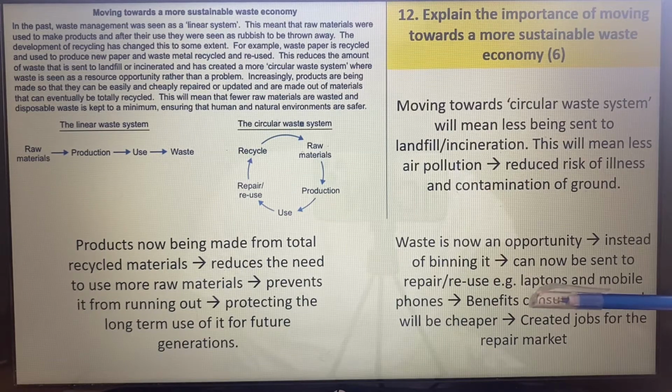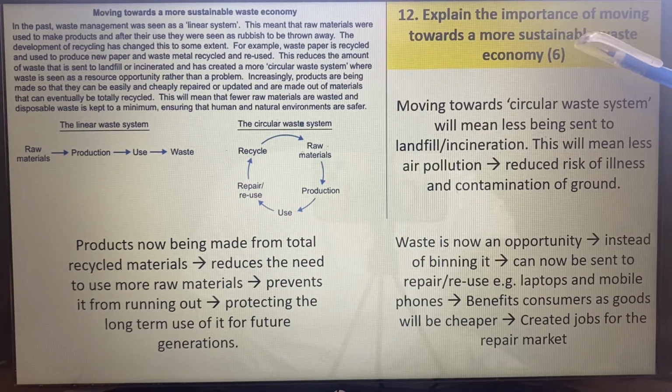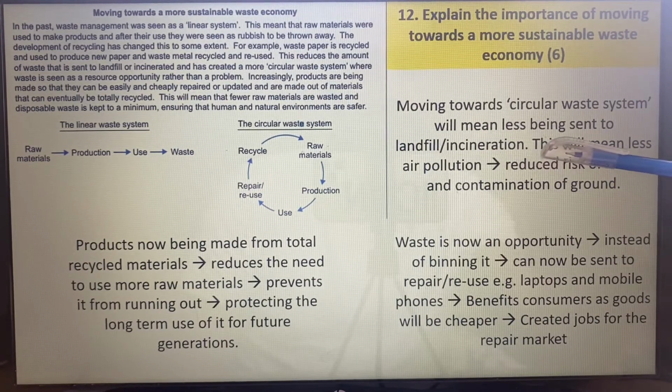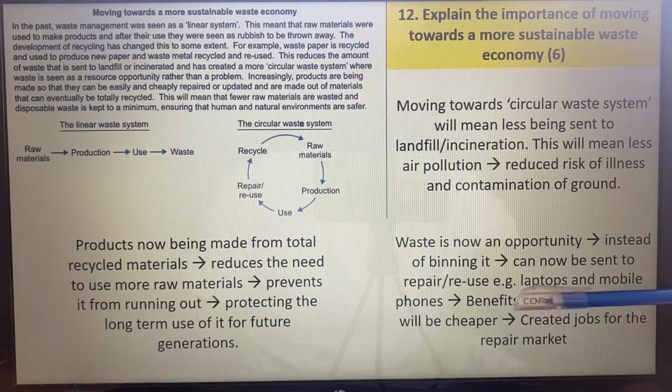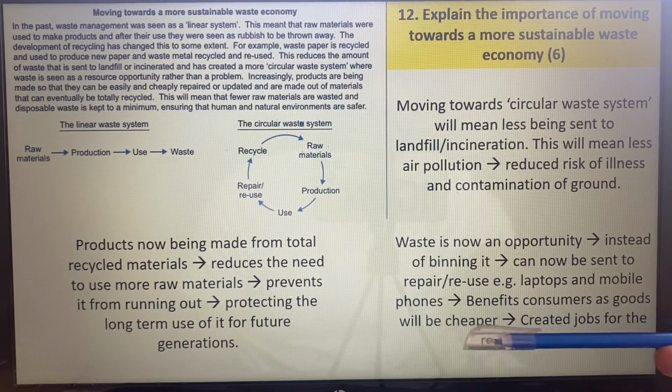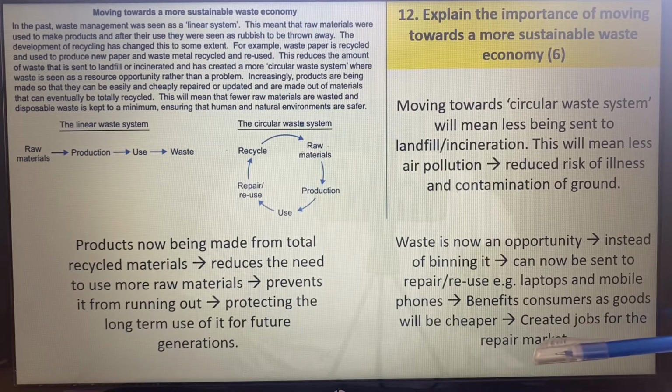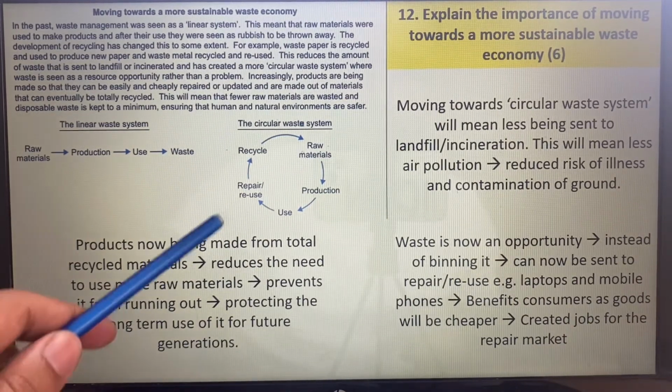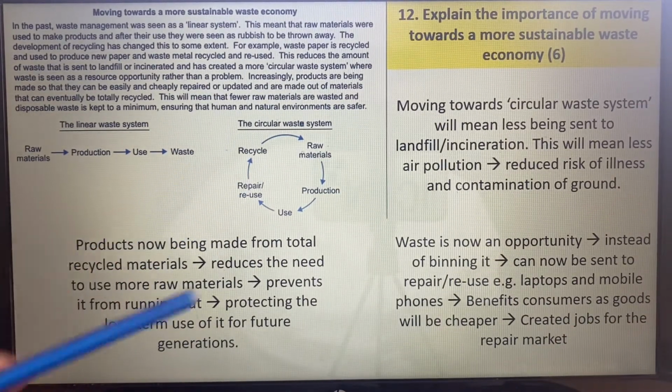£200-400 cheaper. Now, remember, sustainability is not just environmental, it's social and economic. Socially, it benefits consumers. If I was to buy some goods, you could easily argue that it benefits consumers as goods will be cheaper. But also think about how there's now a new market for people to repair items and goods. So it's created a lot of jobs in that repair and reuse area, and even the recycling part.